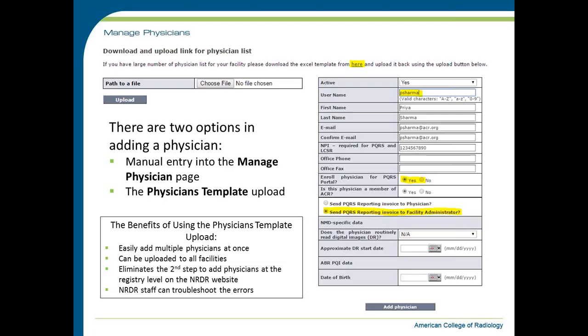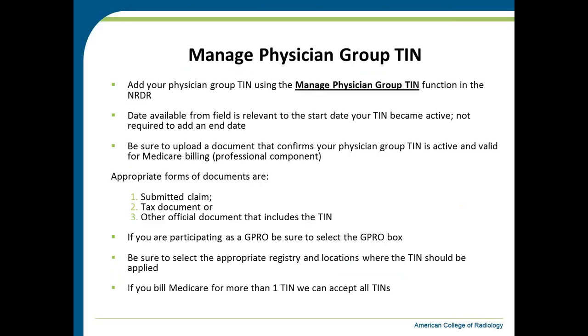The next key feature, so we looked at the measures, we looked at the registries, we looked at adding your physicians. It's very important to add them to all of your accounts. And then next is the Managed Physician Group TIN. Your tax ID information is what we use to assign measures to your physician. So you're giving us a lot of data, and we're going to translate that data into actual measures that are reportable to CMS. We ask that everyone provide their tax ID information under the tab Managed Physician Group TIN.